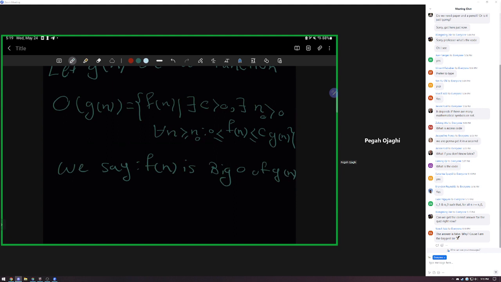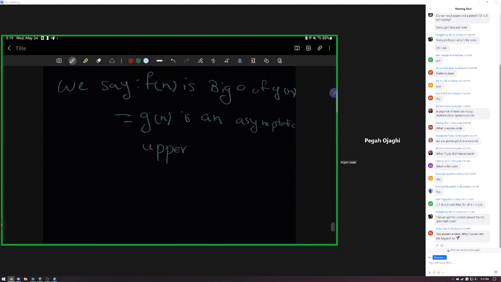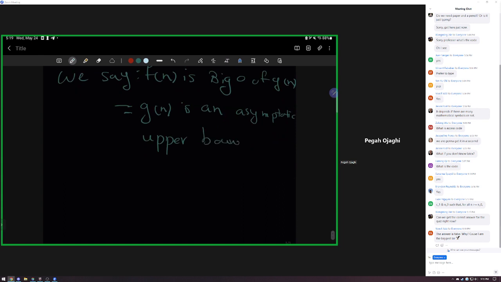So then this is equal to saying that g of n is an asymptotic upper bound, because based on this equation, as you can see, it's an upper bound of f of n. Does it make sense?